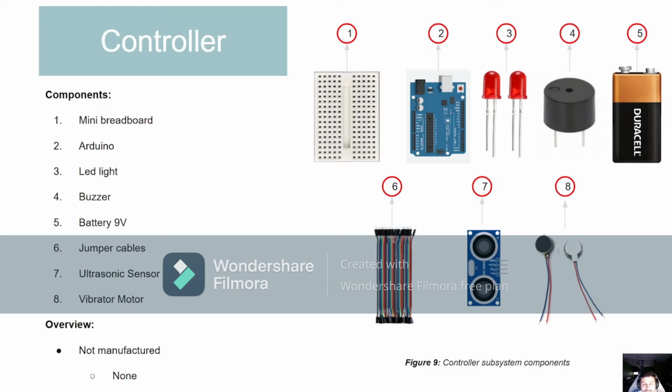The controller system consists of the mini breadboard, the Arduino, the LED light, the buzzer, the 9 volt battery, and the jumper cables that will help you connect the mini breadboard and Arduino. All the connections will be made with the jumper cables, the ultrasonic sensor, and the vibrator motors.